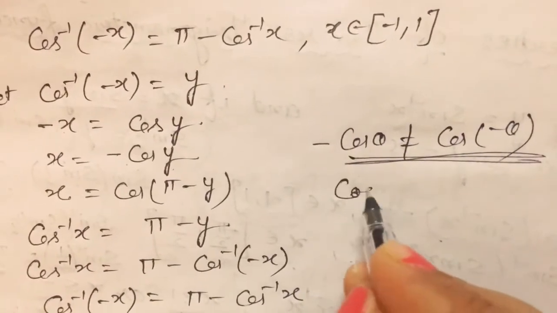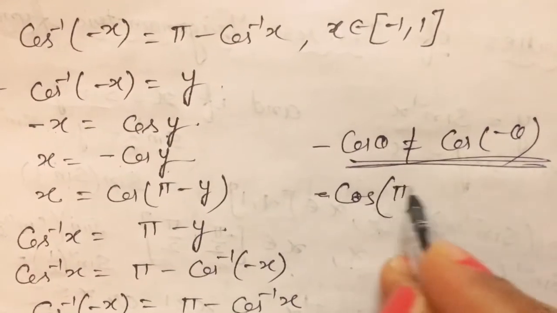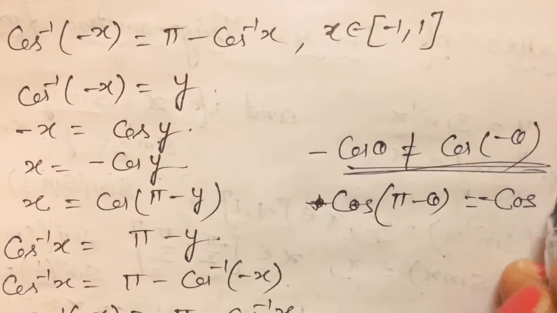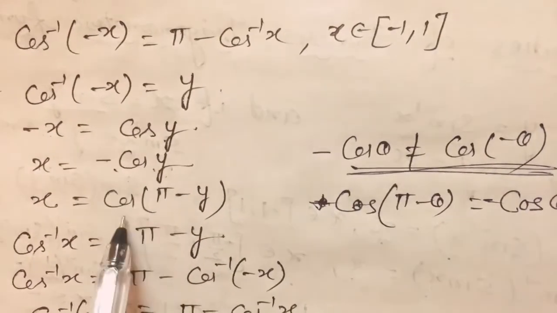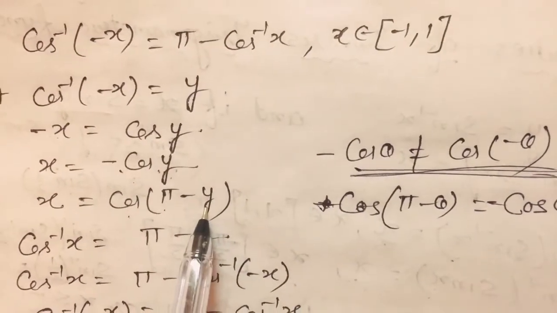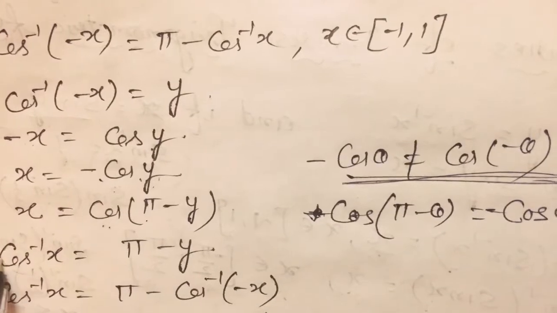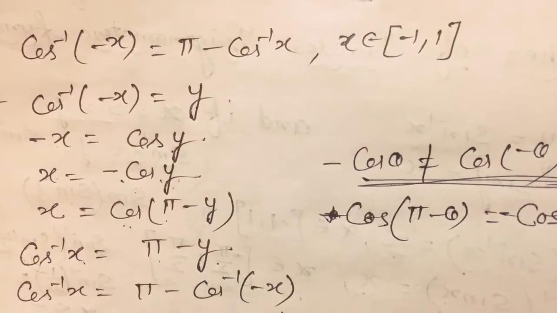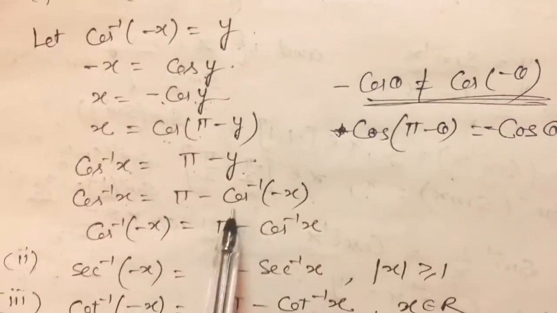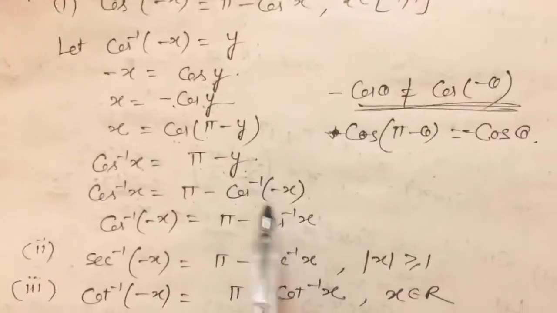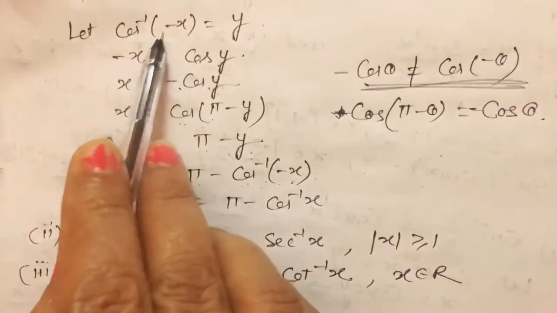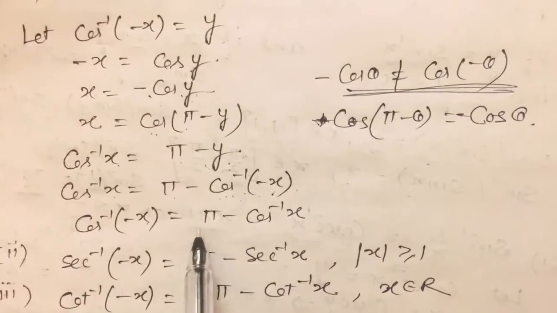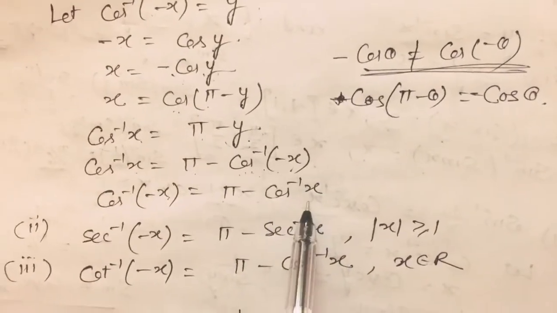So we can write, in the second quadrant, cos of pi minus theta is minus cos theta. So minus cos theta is equal to cos of pi minus theta. And the cos we will take on the left-hand side. It is cos inverse x equal to pi minus y. So cos inverse x is equal to pi minus cos inverse y, where the value is cos inverse of minus x that we have taken. So that means we can write cos inverse of minus x is equal to pi minus cos inverse x.